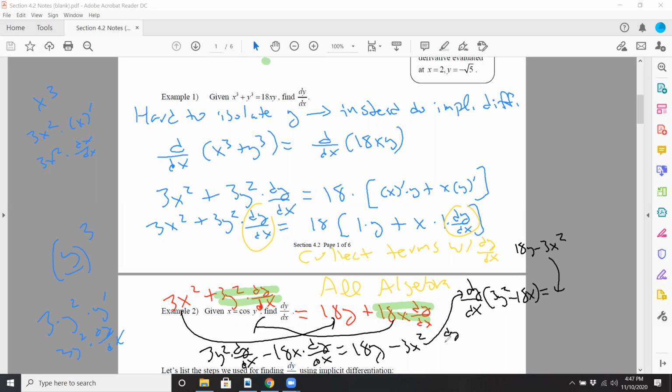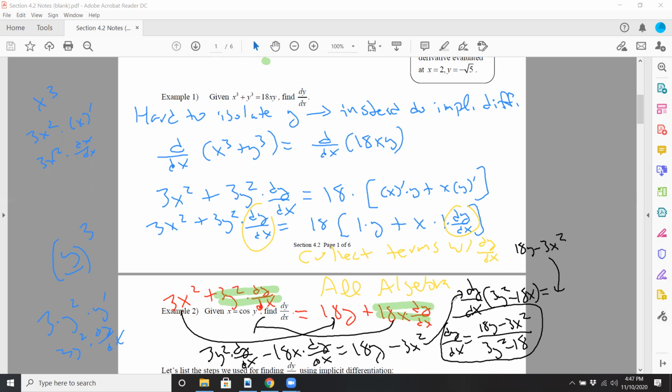So dy over dx is going to equal 18y minus 3x squared over 3y squared minus 18x. You could factor, I suppose, like factor out 3 and cross them off. I don't really care. Unfortunately, you can't use your calculator to verify this. You just have to have faith that you've done this correctly. So just be very mindful of all the algebra you're doing here. But that's the answer for that one.